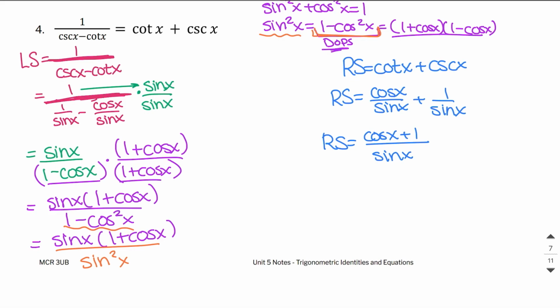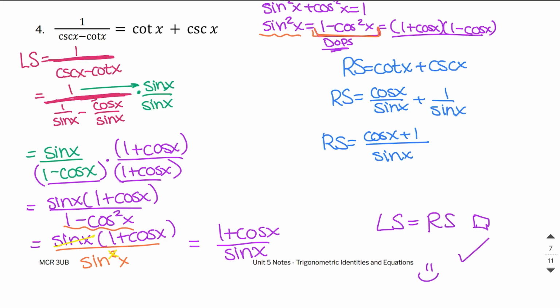And then lastly, all I have to do here is say that this sine of x right here goes away with one of these sines of x's. And then I end up getting right here 1 plus cosine of x all over sine of x. Left side equals right side. I'm good to go. I've done my proof.